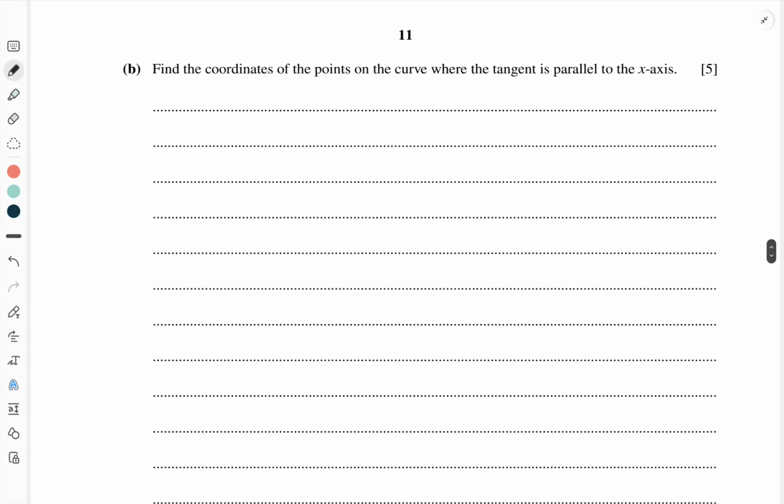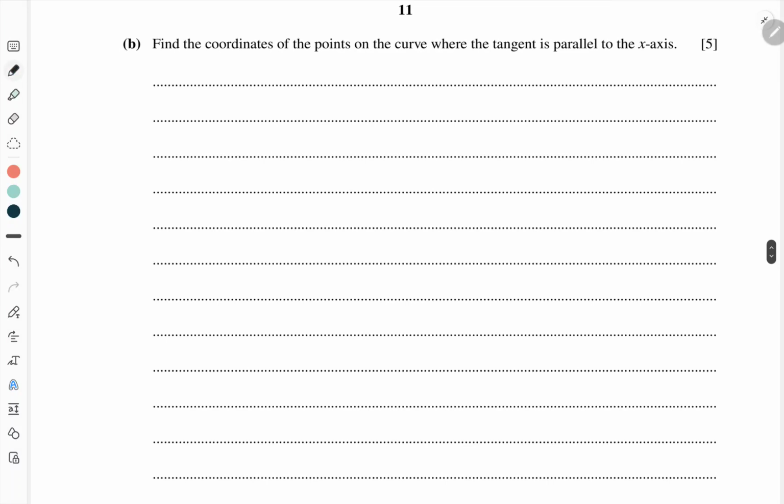All right, then part B of the question is saying, find the coordinates of the points on the curve where the tangent is parallel to the x-axis. So we discussed this one earlier on.